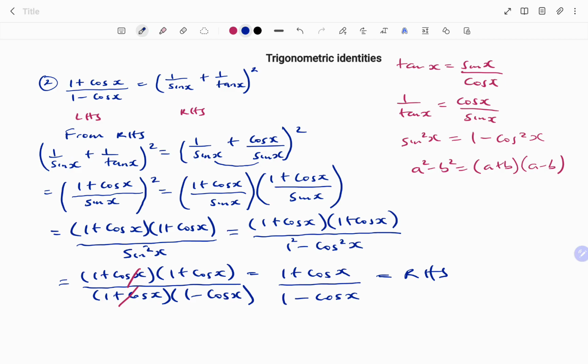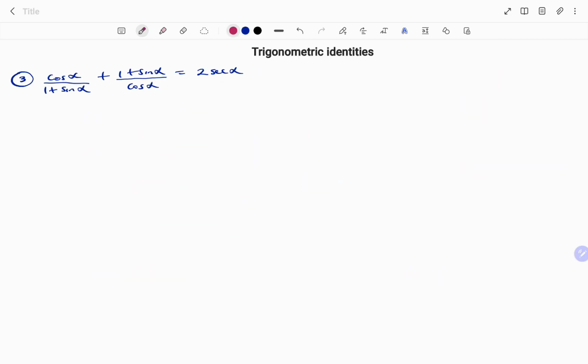Let's look at one more example. In this example, we have cos x over 1 plus sine x. In this, we are using alpha, not x, plus 1 plus sine alpha over cos alpha equals 2 sec alpha. We have a left hand side and a right hand side. Proving the identity, we're going to be proving the more complex side. And in this example, the left hand side is more complex. So we are going to be proving the left hand side to get the right hand side.